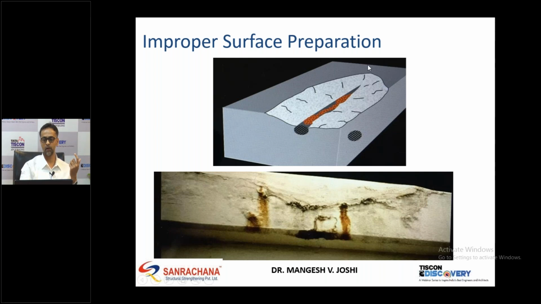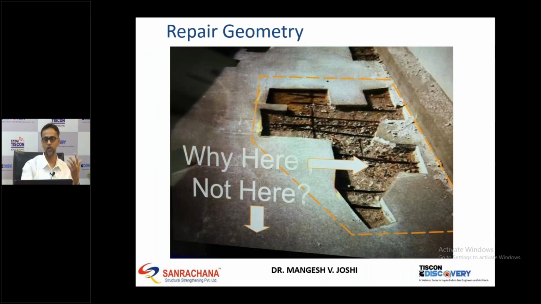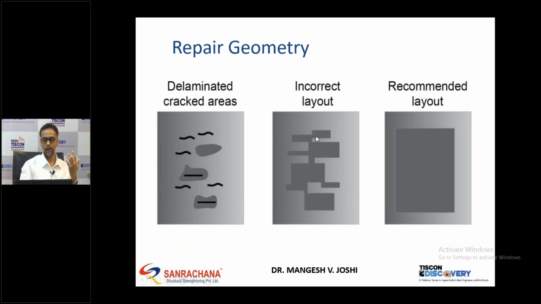In this particular slide you will see that if you don't do proper surface preparation and you simply patch up, after a few years you will find that these patches are coming off at the ends. So deciding the repair geometry is also important. If you have this type of damage, ideally you make proper cuts, and it is recommended to have a proper geometrical shape instead of an irregular shape and putting different maps of corroded repair patches.